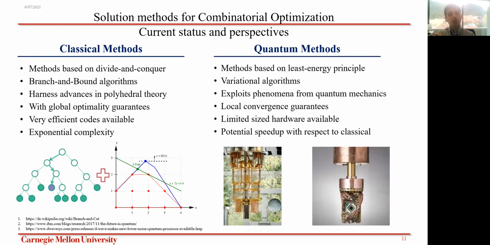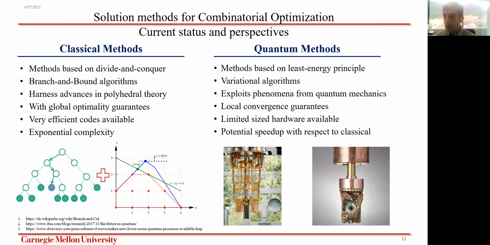As I'm showing you here, if you wanted to compare classical methods, mostly branch and bound or decomposition-based methods for combinatorial optimization, against quantum methods, you would see that there is a clear difference between both of them. Mainly, the classical methods harness advantages in polyhedral theory with global optimality guarantees, and very efficient codes are available, but they have worst-case exponential complexity that might motivate looking into other kinds of methods.